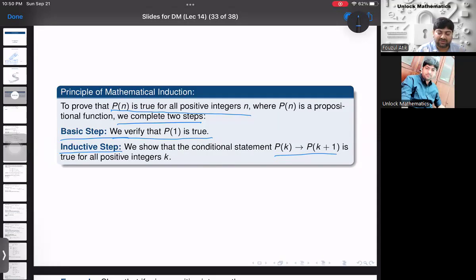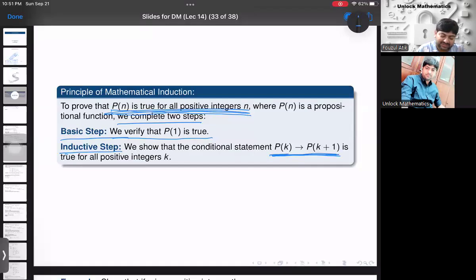If I have these two, that means if the kth person knows, the k plus 1th person will also know, or if the kth brick falls down, the k plus 1th will also fall down, or if you can reach the kth step of the ladder, you can go to the k plus 1th. So if you have these two, then you can say that the statement P(n) is true for all positive integers n.